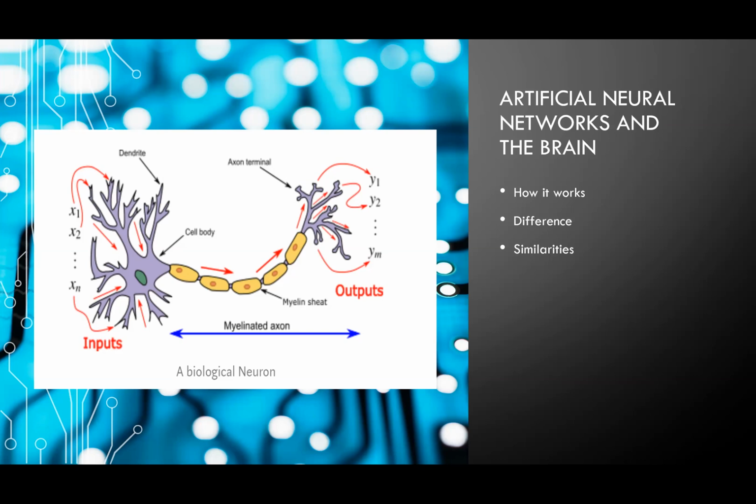So artificial neural networks kind of work the same way by having the input layer, having the hidden layer in the middle, which is doing what it needs to do, and then passing it to the output. And then differences between the human brain and a computer.